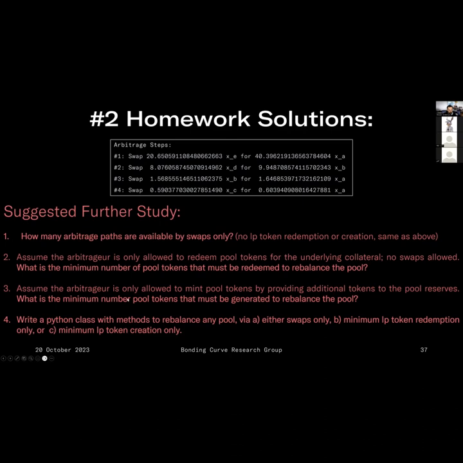Another one, so this one I think is maybe slightly easier to answer than the third one, which is, what if you're only allowed to mint pool tokens, right? Can you get the pool into a balanced state just by contributing tokens as liquidity to certain reserves and bringing it back up to that level?